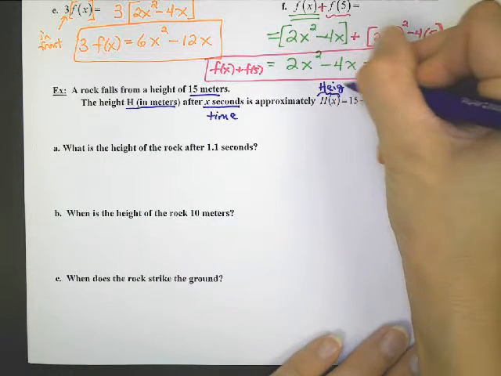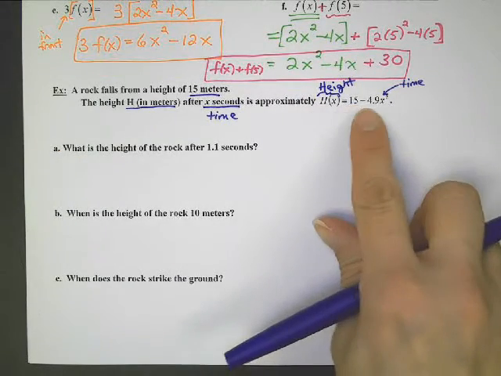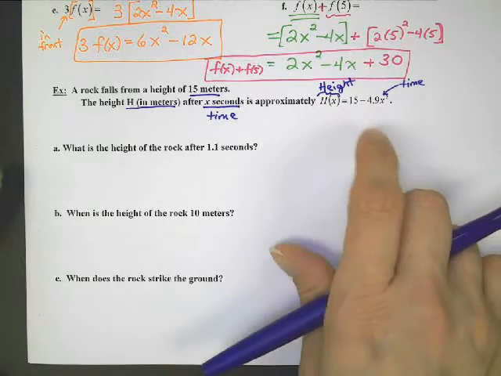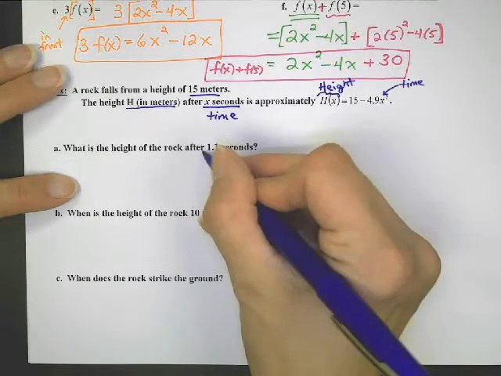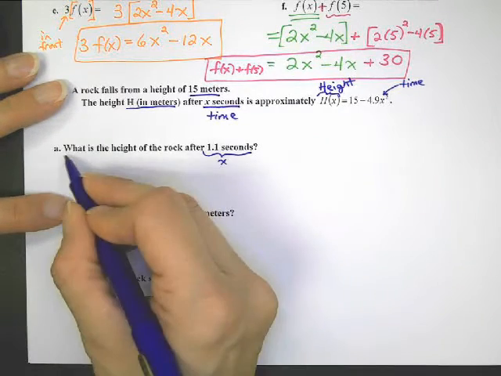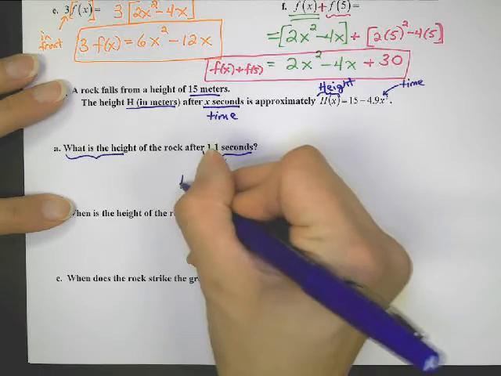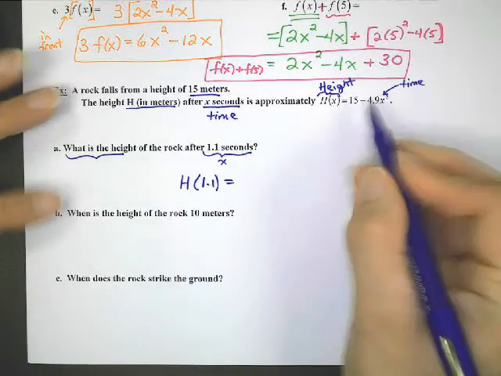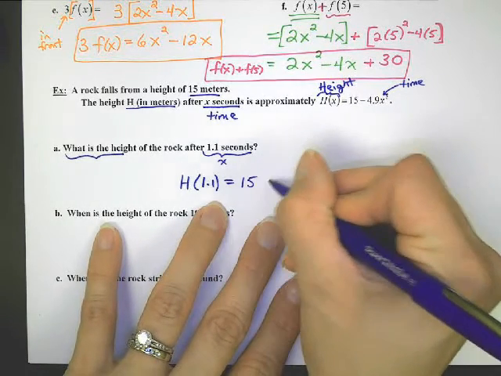Now I know that it says h of x because it's function notation, but it's kind of like y equals blah, blah, blah, blah, x. That is the entire h side. Now when it says what is the height after 1.1 seconds, that is time. That needs to go into the x spot. And you're trying to find the height. So what we're going to calculate here is h of 1.1. We're going to plug 1.1 into the formula, and it's going to tell us the height.